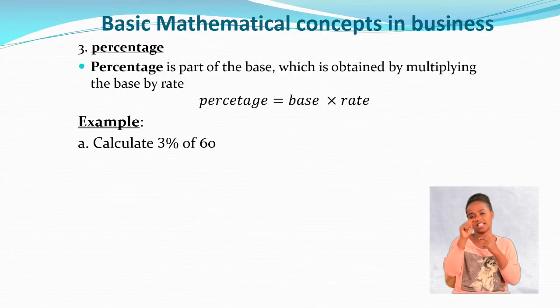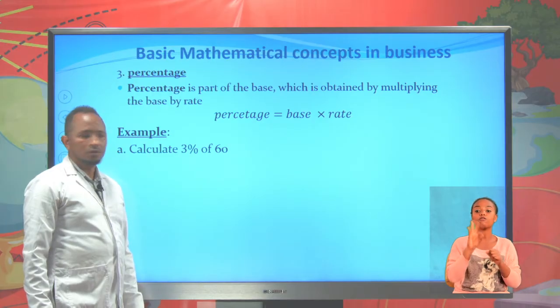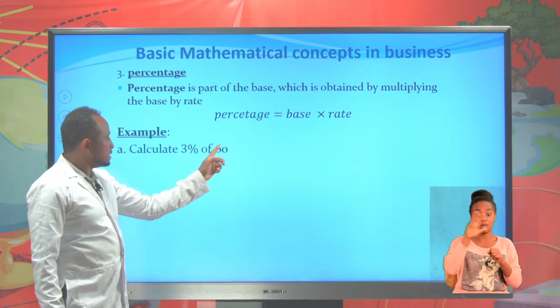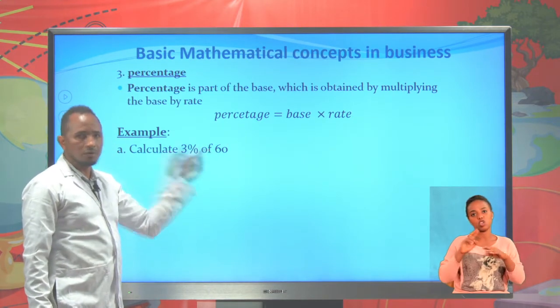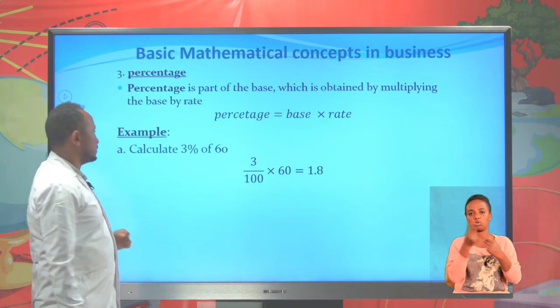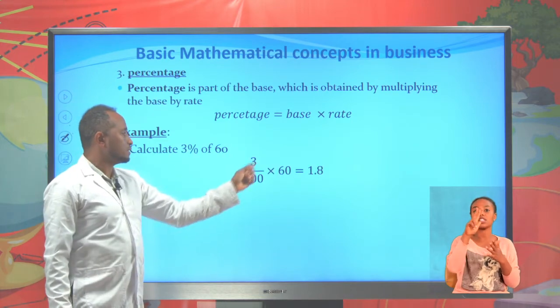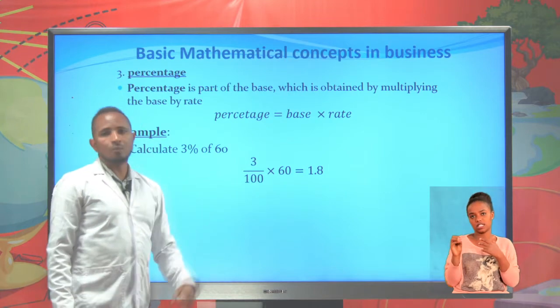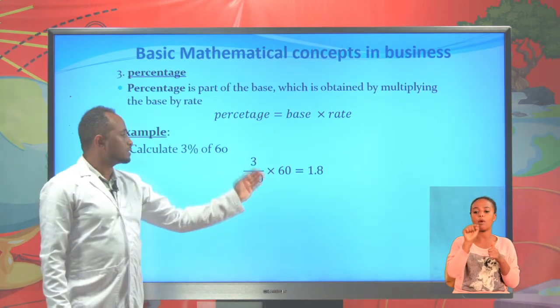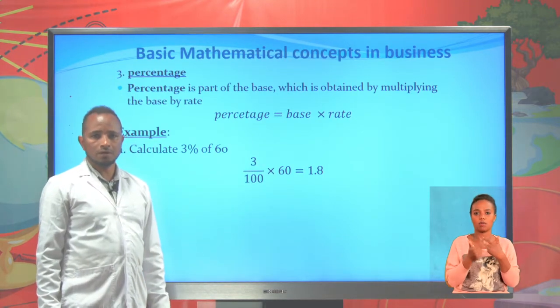Now let's see an example. Calculate 3% of 60. So this is the rate, this is the base. You are asked to calculate the percentage. So simply you multiply the two. 3% means 3 over 100, times 60, you get 1.8. Therefore, 3% of 60 is 1.8.